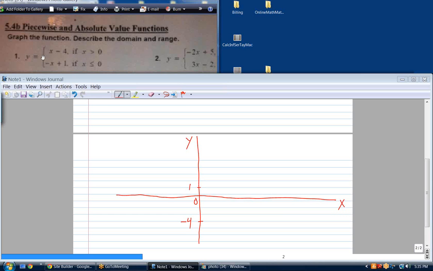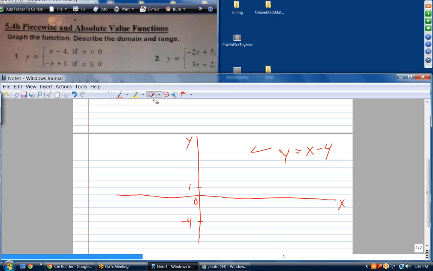Well, what it says here is that we basically have two different functions. We have y equals x minus 4 whenever x is greater than 0. And we have y equals minus x plus 1 whenever x is less than or equal to 0. So to the right of the axis, I'm basically looking at this function, y equals x minus 4. As long as I am to the right of the y-axis, that's what the function is. So how do I graph y equals x minus 4?